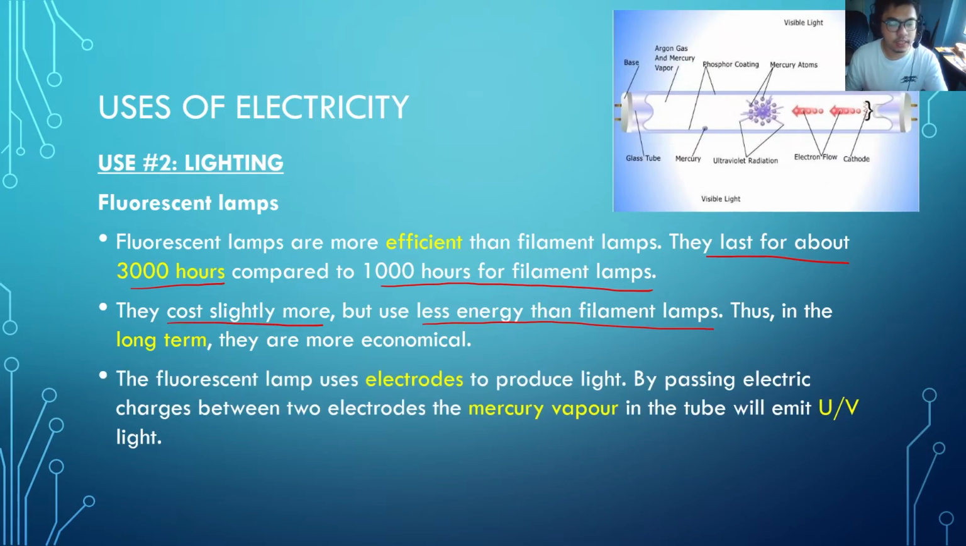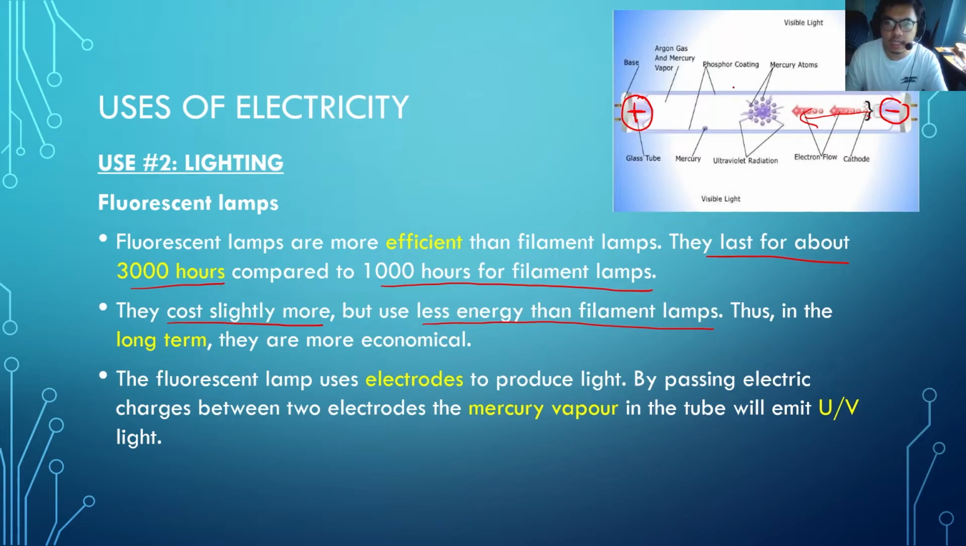So how does the fluorescent lamp work? The fluorescent lamp uses two electrodes to produce light. So you probably have a negative terminal here and a positive terminal here. So you turn it on, and the electrons will flow from the negative to the positive.